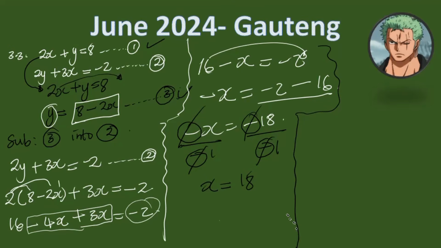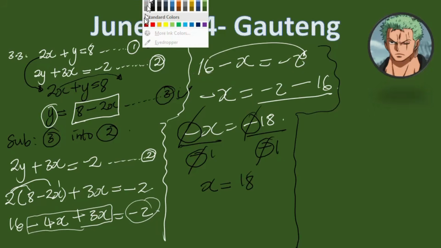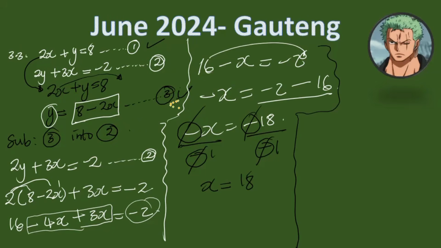Now here's what I'm going to do afterwards. I'm going to take one of the equations and find the value of y. That's what I need to do now. So I'll take this simplest equation, equation 3, and use it to find y. So I'm going to say sub x into equation 3.